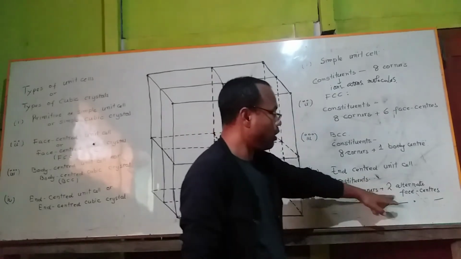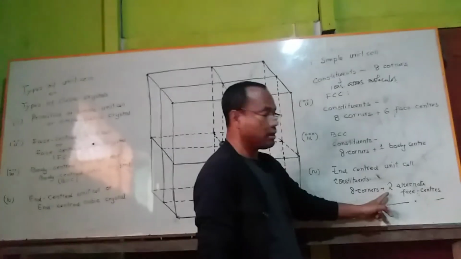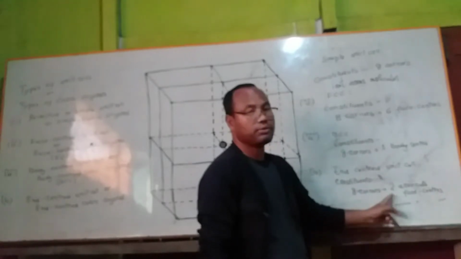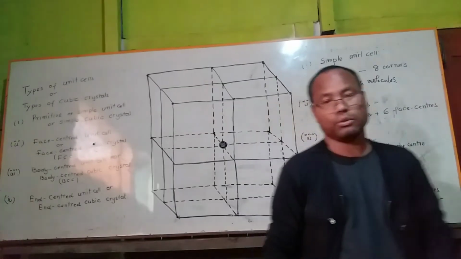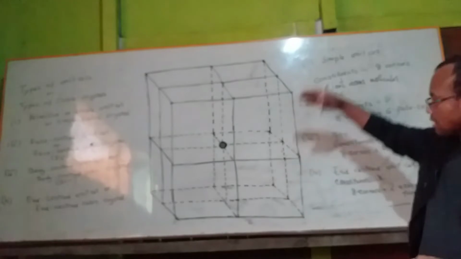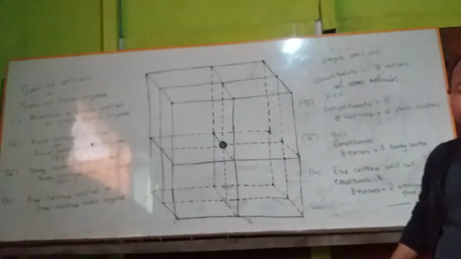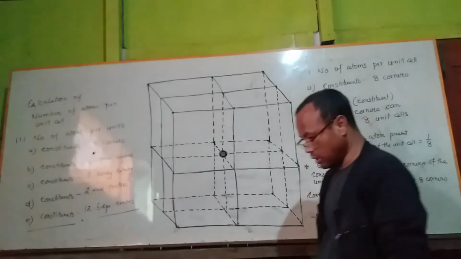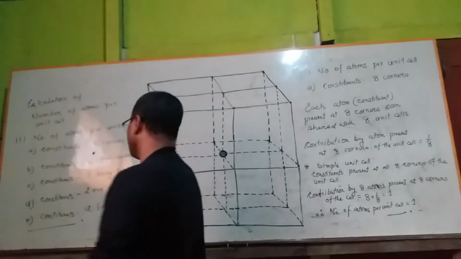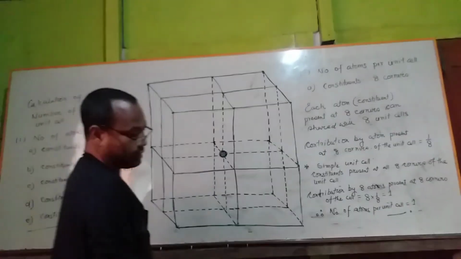Okay, that means how many alternate faces? That is 2 alternate face centers. Please remember this idea, it's very important. Now let's learn how to calculate the number of atoms per unit cell.